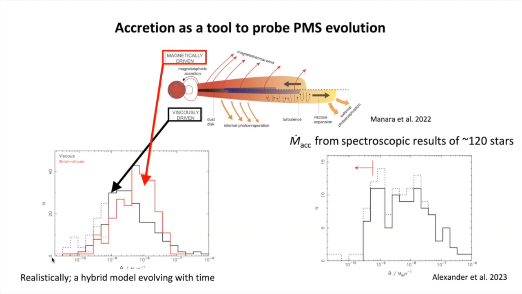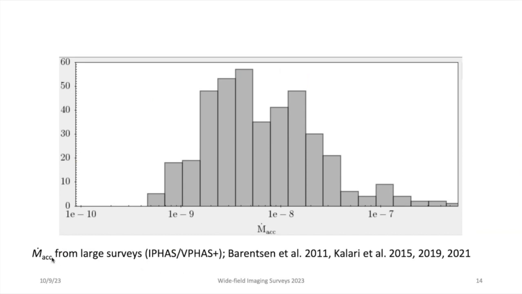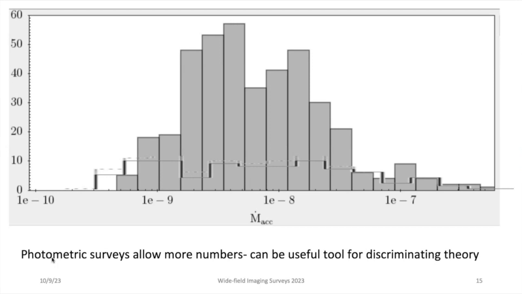So they compared their observations with results from spectroscopy, and from the literature there were around 100 stars. So it doesn't give you that much of a statistical base, but if one can include values from photometry, say from all the large surveys, from IPHAS and VPHAS, from all the studies, the increase is quite dramatic. So you have a factor of 4 or 5 increase in the statistics in the mass accretion rate.